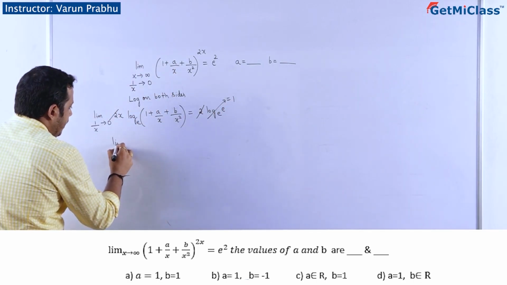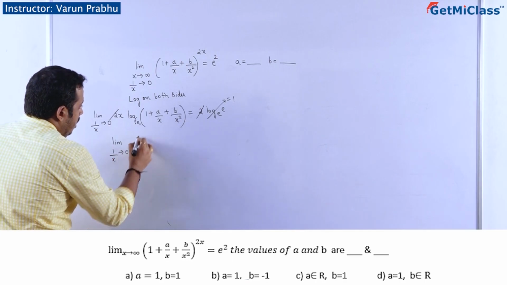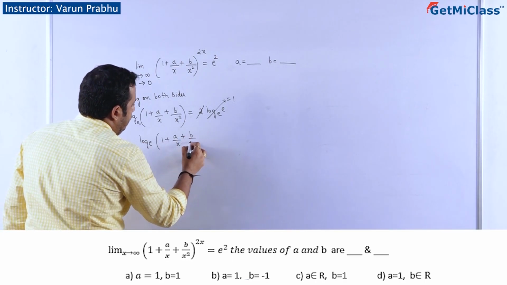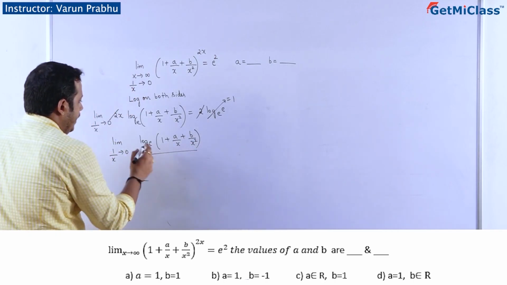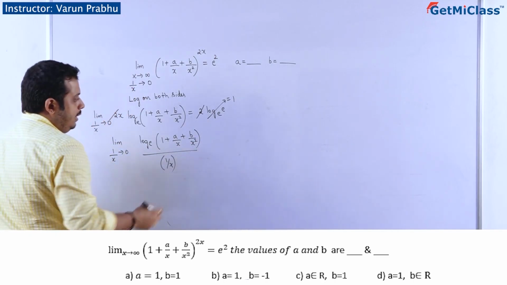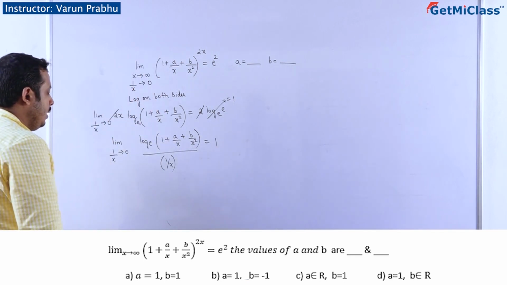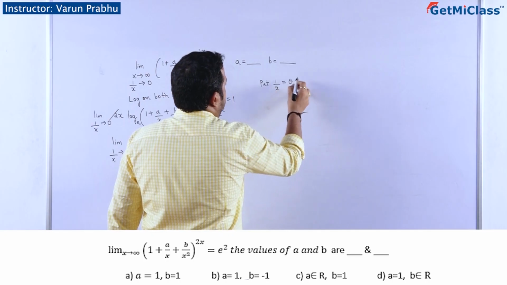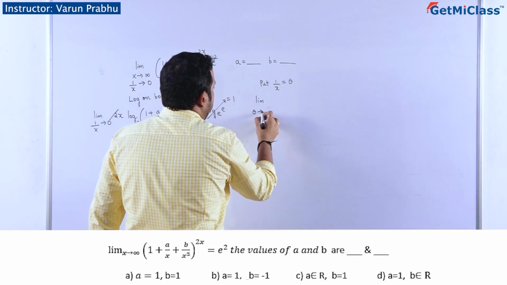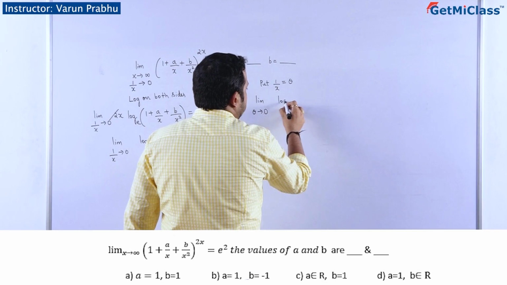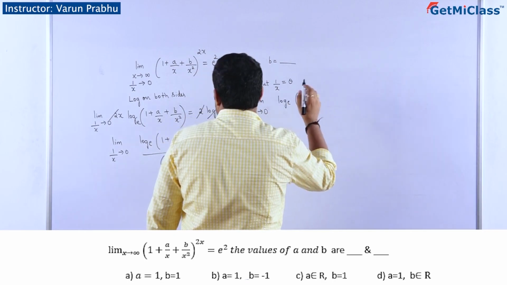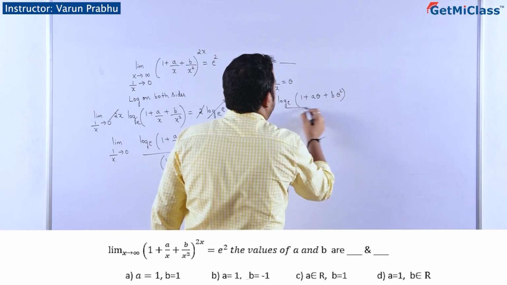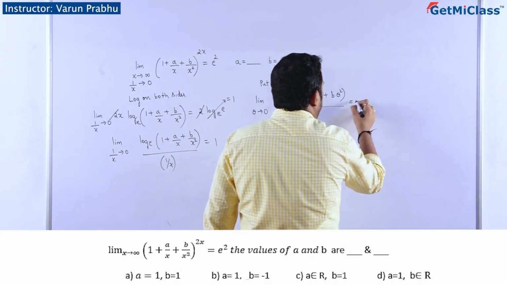So I can write limit 1 by x tends to 0 log base e of 1 plus a by x plus b by x square divided by 1 by x, that is equal to 1. So now for easiness, put 1 divided by x is equal to theta. So I can say limit value theta tends to 0 log base e of 1 plus a times theta plus b times theta square divided by theta should be equal to 1.